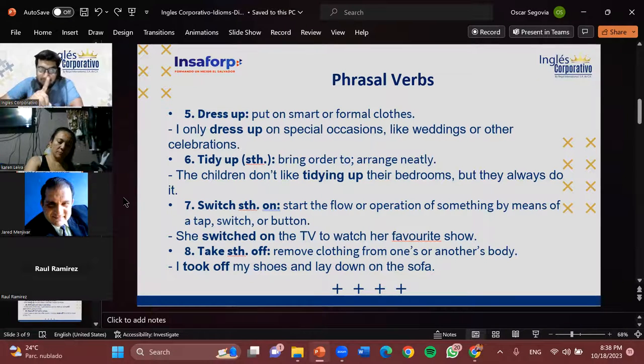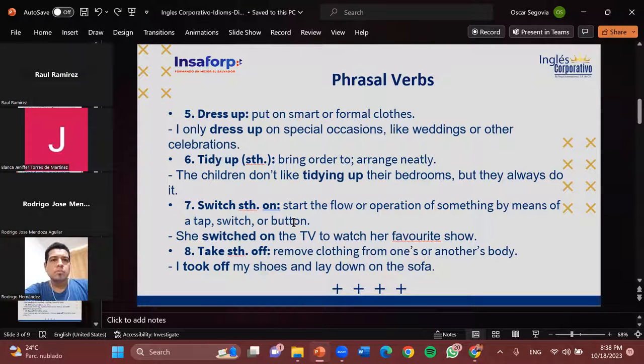So this is the first meaning, when we use it to refer to, of course, as you said, organizing or arranging something, fixing something in a specific way. Now, switch something on. Switch something on or switch on.